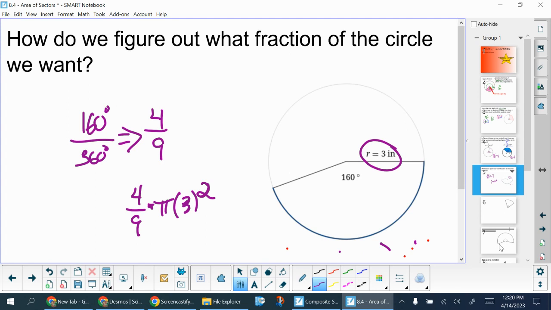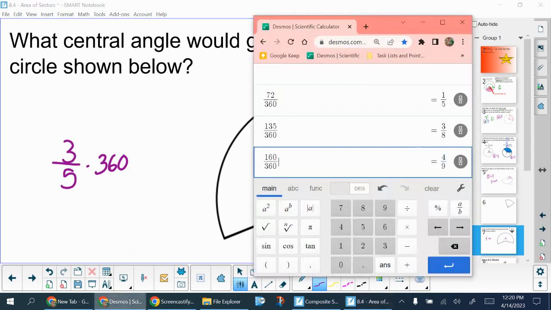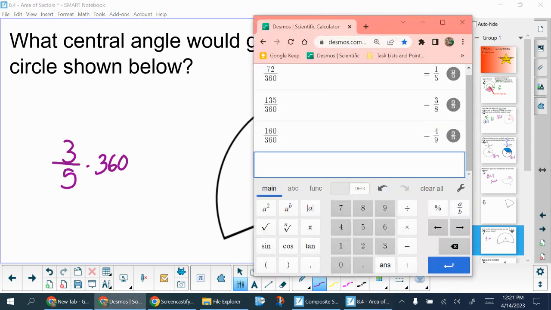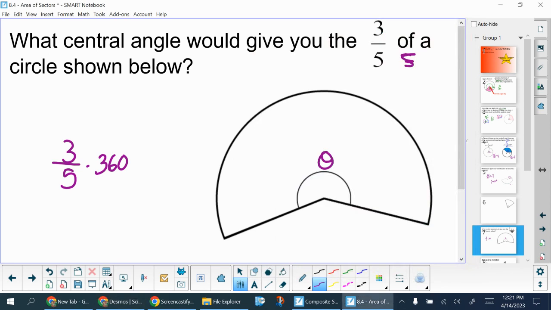Now I can also ask some questions going the other direction. So for example, what central angle would give you the 3/5 of a circle shown below? We're trying to figure out what that angle is. I know the whole thing is 360 degrees, and I know I have 3/5 of it. Well, 3/5 of 360 degrees just means to multiply. So 3/5 times 360 degrees can go straight in your calculator. That's 216 degrees.